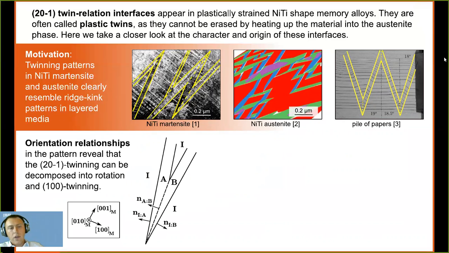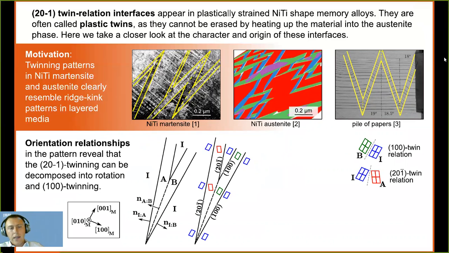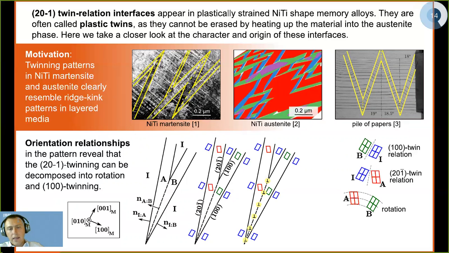We will have some reference configuration, which will be our identity, and then we will have two differently oriented lattices of martensite, let them be A and B, and we have some lattices in these regions. The blue lattice is the identity, and then we have the red and the green lattice, and the blue and red lattice are 20-1 twin related, and the 100 twin relation is between the green and the blue lattice. But there is one more interface here between the green and the red lattice. So let's see what the orientation relationship is over this interface.